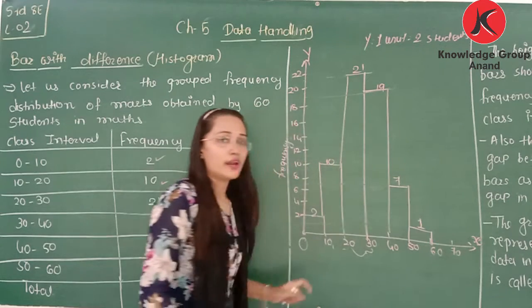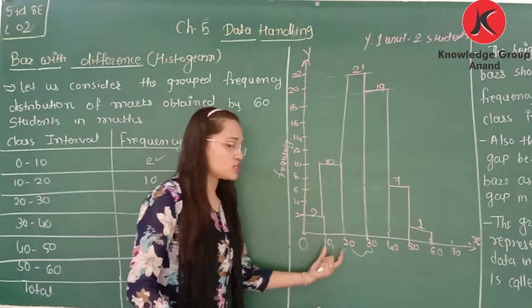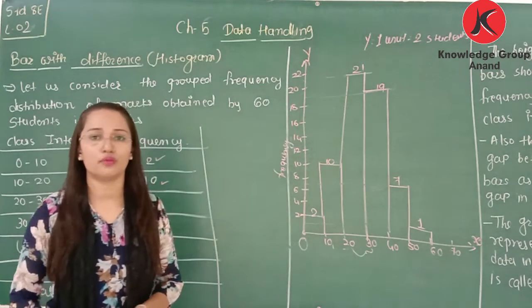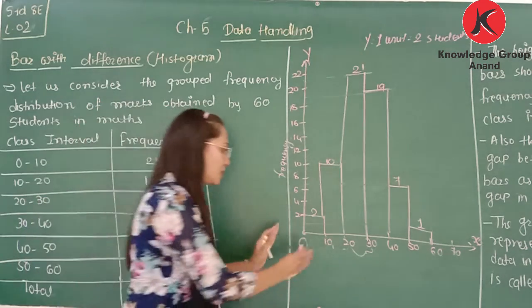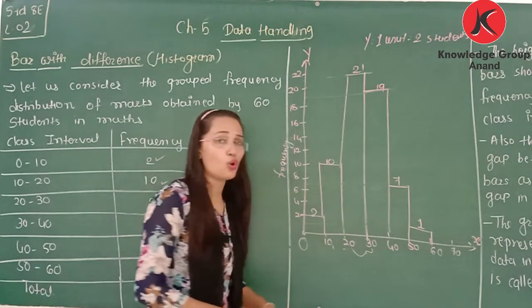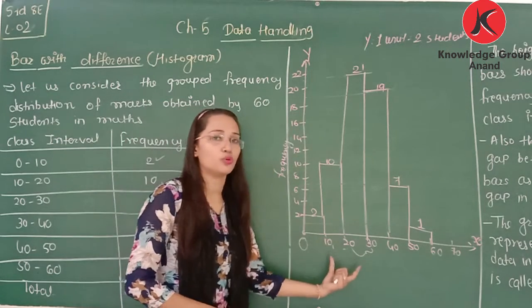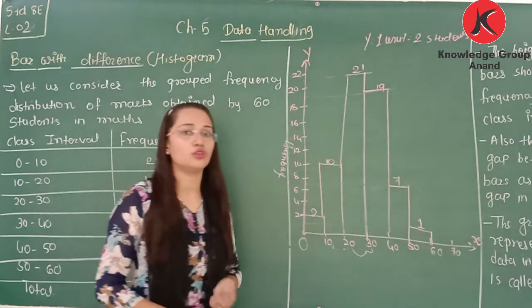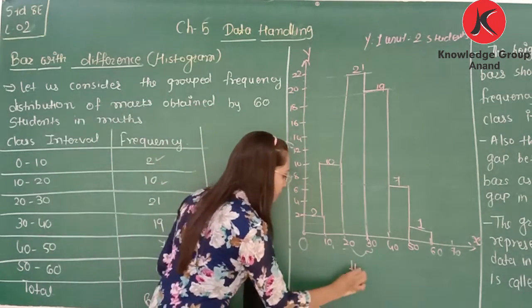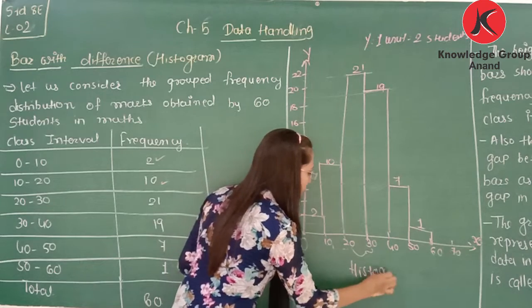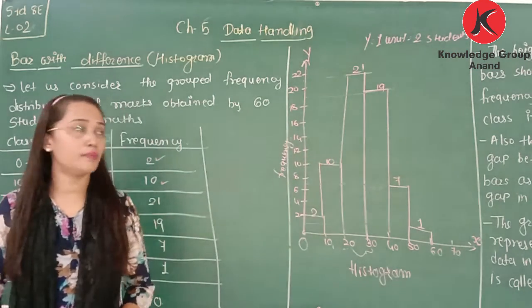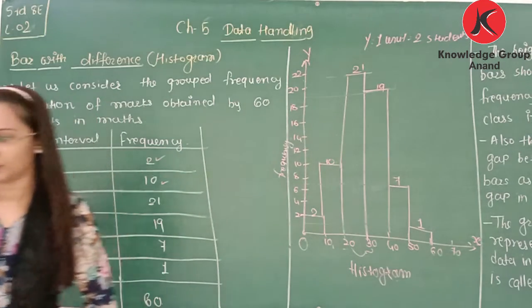Why? Because it is a grouped frequency distribution. So here we need to make groups of 0 to 10, 10 to 20, 20 to 30, which means there is no gap between each group. So this is called the grouped frequency distribution, and this representation is called a histogram. So a histogram is used to represent a grouped frequency distribution.